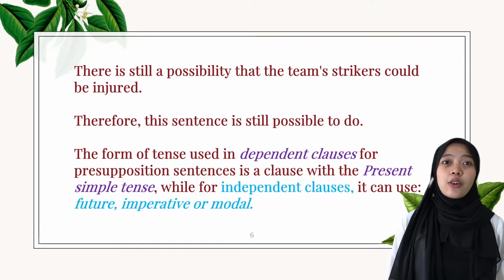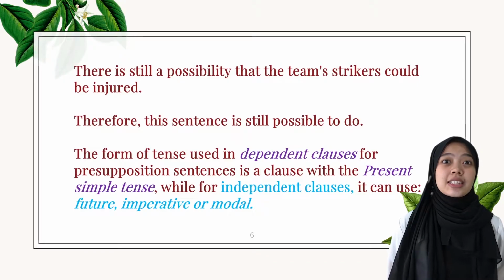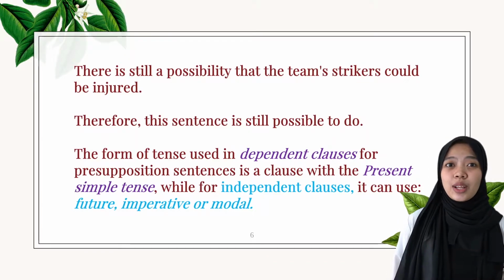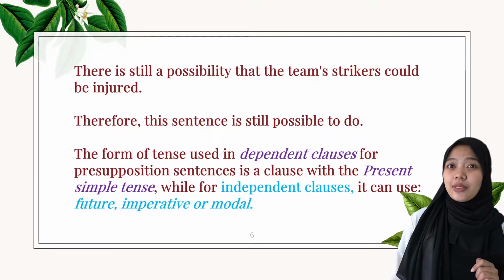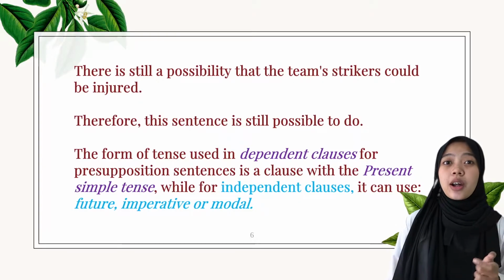The form of tense used in dependent clauses for presupposition sentence is a clause with the present simple tense, while for independent clauses, it can use future, imperative, or modal.